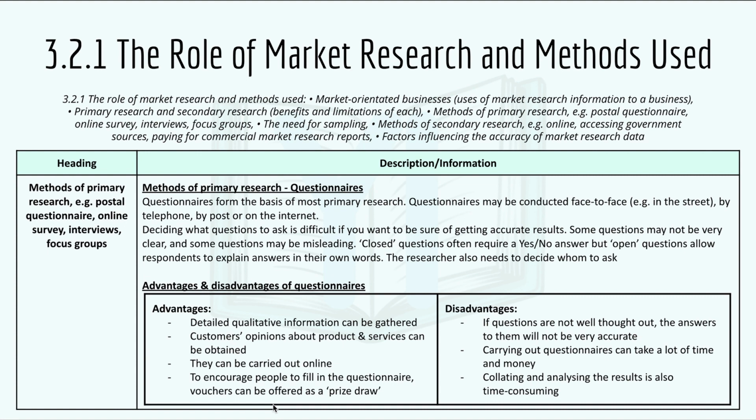Then we have methods of primary research. For the first one, we have questionnaires. Questionnaires form the basis of most primary research, and they may be conducted face to face, or by telephone, or by post, or on the internet. And deciding what questions to ask is difficult if you want to be sure of getting accurate results. Some questions may not be very clear, and some questions may be misleading.